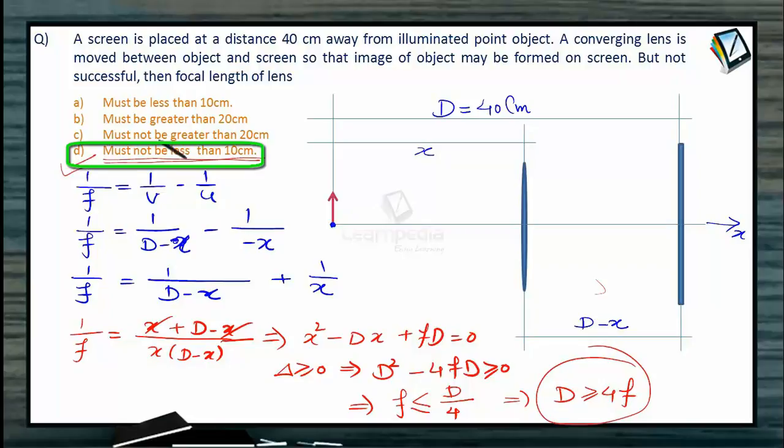Because must be greater than 20, no, must be less than 10, no. If it would have been less than 10, then this problem would not have been there. The person would have been successful in making the image. So the focal length must not be less than 10 centimeter. That is why he is not getting any position for the lens so that the image is formed on the screen. So answer D would be the correct answer to this question.